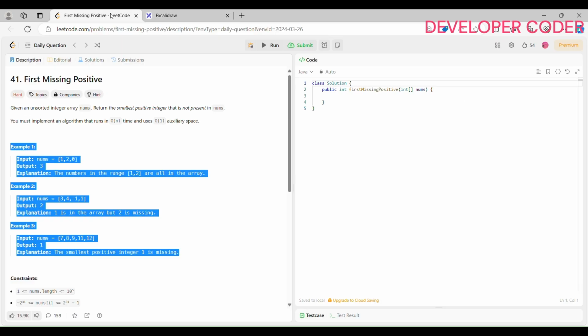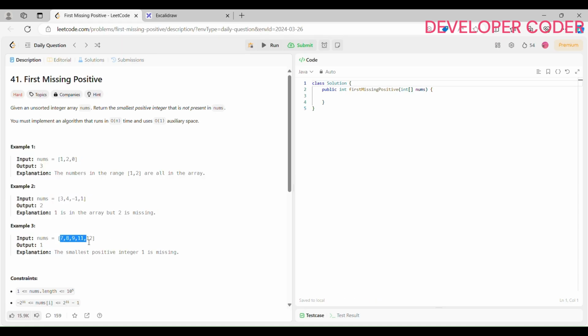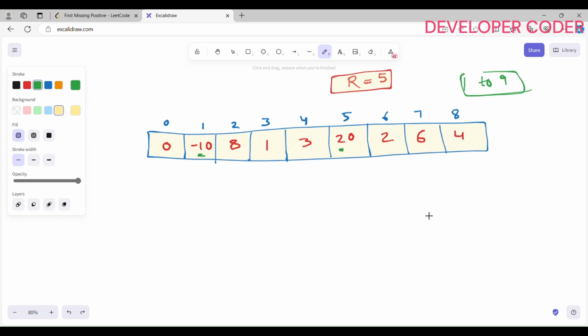So previously in one example I have told you that we need to ignore these numbers which are greater than our n, right? And we have to ignore the numbers which are less than 0, right? So we have to just ignore those numbers.